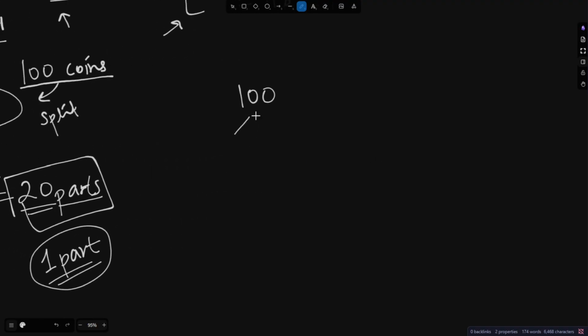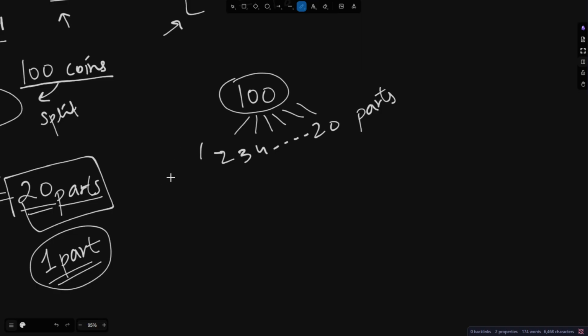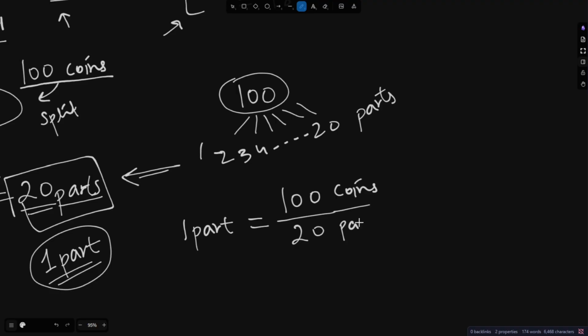We can take the 100 coins and we can split it into 20 equal parts, right? Because that's what this actually means. Now, this is pretty simple calculation, right? One part equals 100 divided by 20. So 100 coins divided by 20 parts. So one part equals, cut this thing out, and you'll get 5 coins.